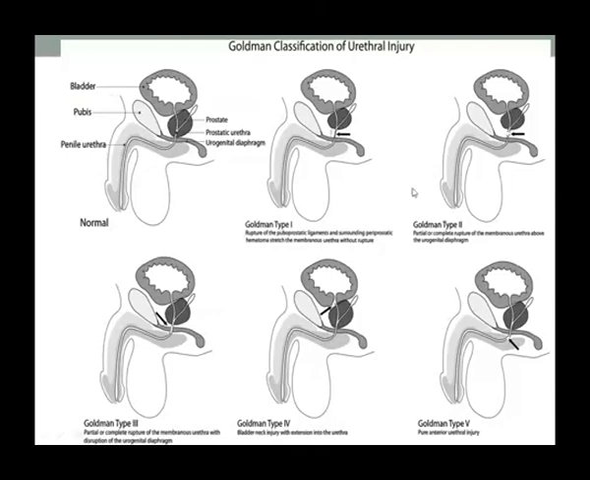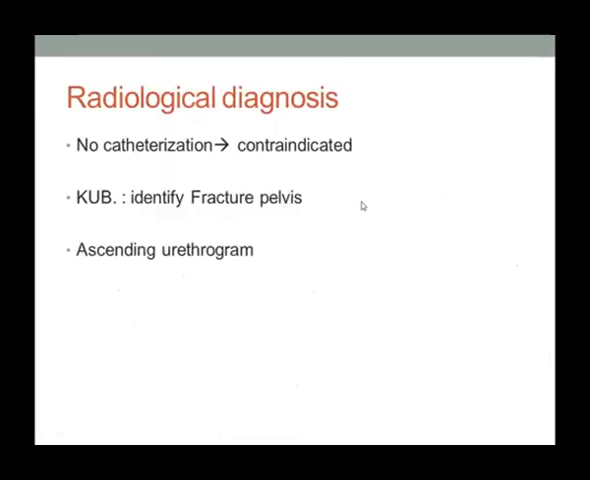This is the Goldman classification. You have to concentrate on the different types of classification over here: Goldman 1, 2, 3, 4, 5. You have to review these injuries very carefully. Radiologically, when you suspect a urethral injury, please don't catheterize. Put a suprapubic catheter if possible, and the best thing is to do an ascending urethrogram.